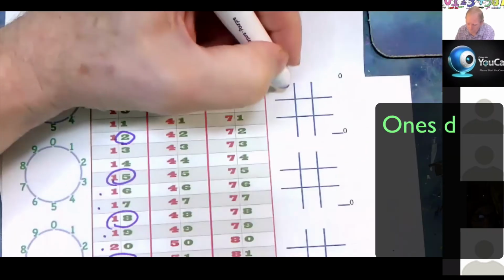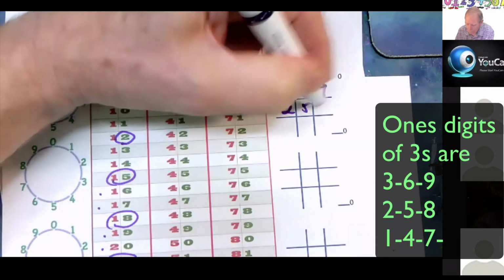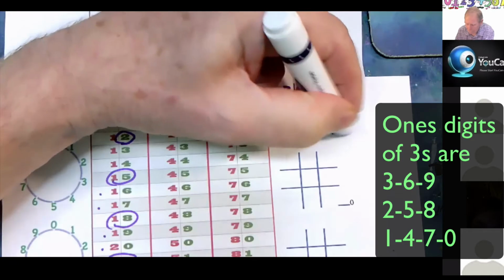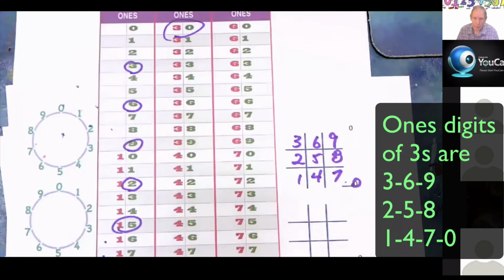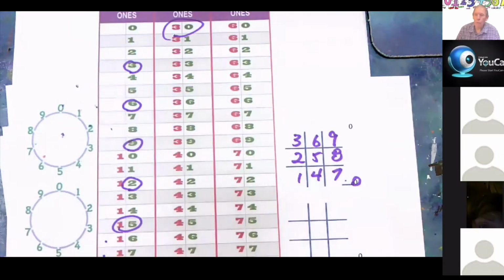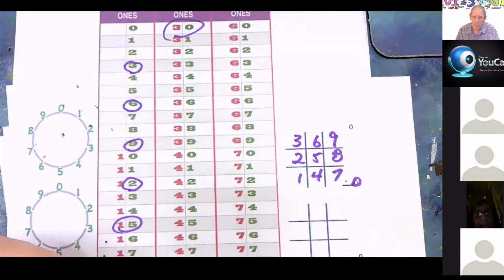24, 27, and then 30 is up here. So the ones digits over here are 3, 6, 9, 2, 5, 8, 1, 4, 7, and then 0. And of course, also that's 1, 2, 3, 4, 5, 6, 7, 8, 9. And it's really good and helpful for kids to really look at that and play with that tic-tac-toe square and this together.